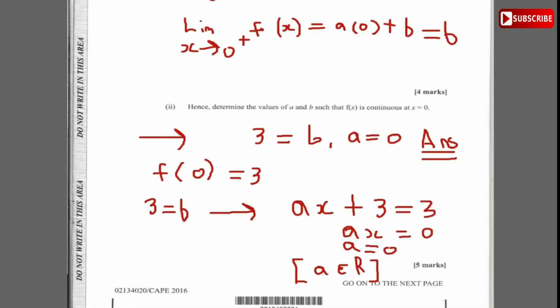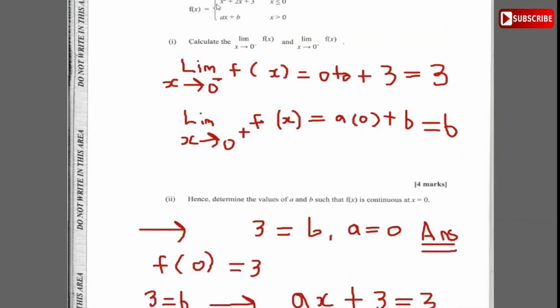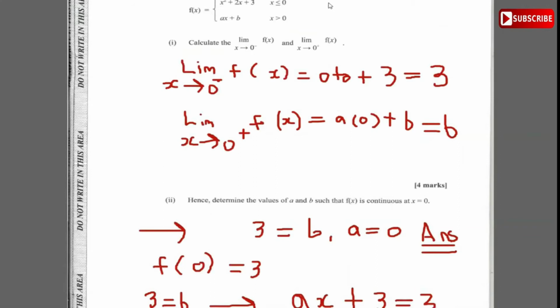Well, if b is 3, determine a such that f prime of 0 is the limit of f of 0 plus t minus f of 0 over t. So for f prime of 0, I'll work with the function that's defined. So going from here, I know that f prime of x would be, x squared is 2x plus 2. I'm going to work with that one.